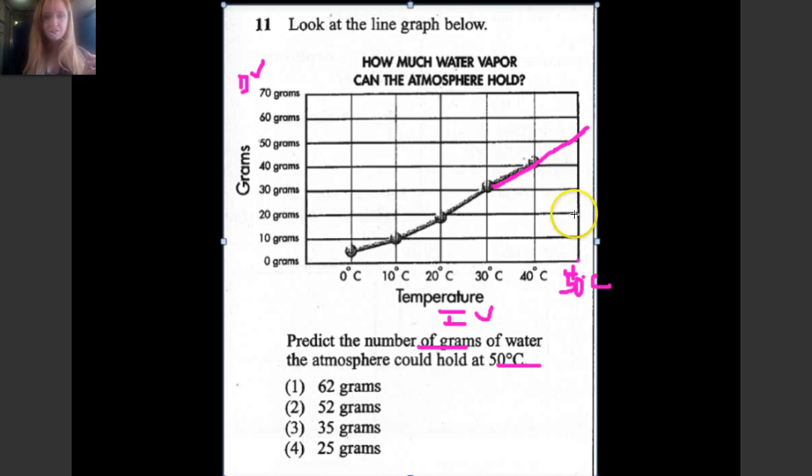This line right here. So I follow it up. I see it's about 50 grams. So 60 grams would be around here. In order to do that, my line would have to go like that. That doesn't look right, right? So it can't be 60 grams. 35 grams might be good, but from here it would have to go down. Why would it start doing that? Definitely not 25 grams. It would have to take an even sharper turn down. That won't work. So it is definitely 52 grams.